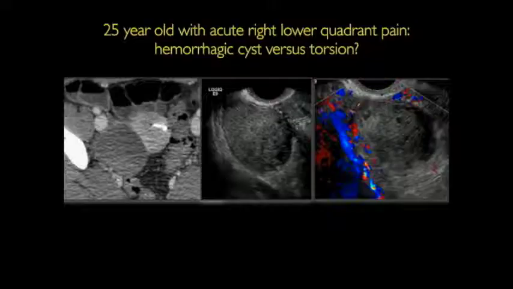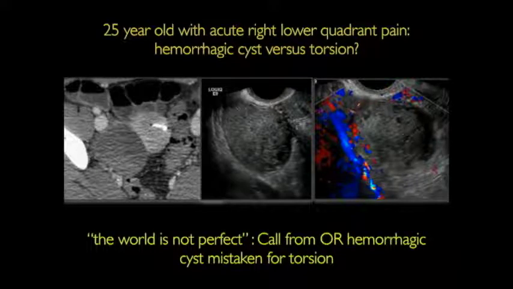And so after all this, I wanted to see what you think. This is a 25-year-old with acute right lower quadrant pain, hemorrhagic cyst versus torsion. Does it look like a torsion? Does it look like a hemorrhagic cyst? What do you think? Well, the world is not perfect. Again, I got a call from the OR: the hemorrhagic cyst was mistaken for a torsion. If you go back, you can see here's the stretched ovarian parenchyma, and here's the hemorrhagic cyst. And you could really see the Doppler flow in the periphery, and a little bit of layering of the hemorrhagic material on the CT.